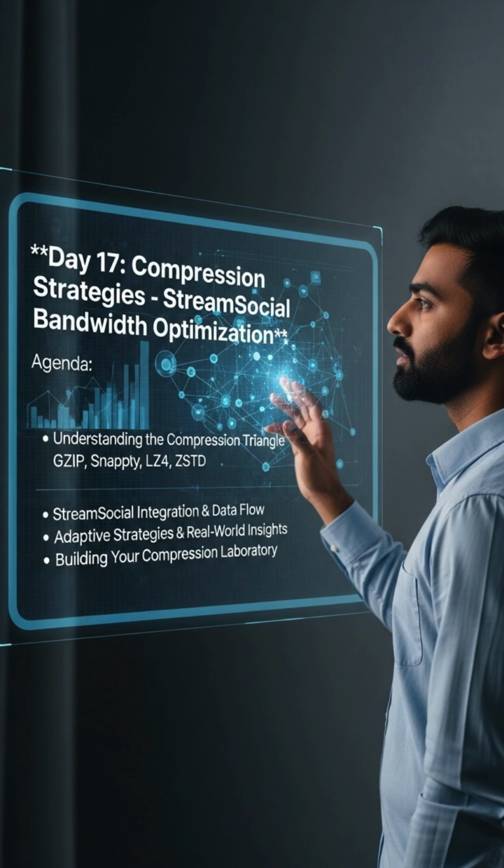We'll begin by dissecting the fundamental compression triangle, understanding the inherent trade-offs between speed, compression ratio, and CPU usage. Next, we'll introduce the four core compression algorithms we'll be implementing: gzip, snappy, LZ4, and ZSTD, exploring their unique characteristics. Following that, we'll integrate these strategies into the StreamSocial architecture, examining how compression fits into our data flow pipeline. We'll then explore adaptive compression techniques and glean insights from real-world industry examples like Instagram and Spotify.